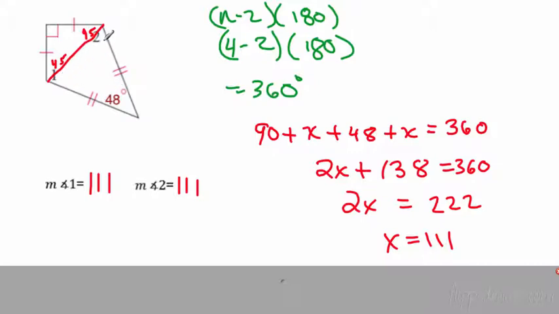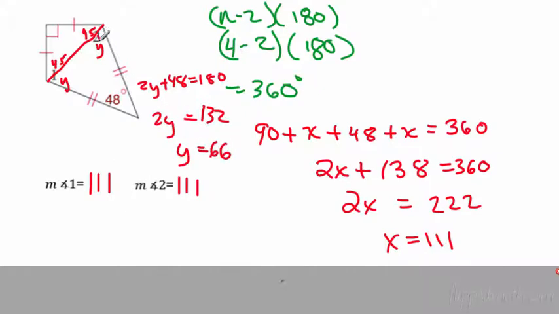You can play the same game down here. You have two different angles. I'm going to call them y just so we don't mess up our x's. So y and y. So 2y plus 48 has to equal 180. What's that going to give us? 2y equals 132 when we subtract. Divide by 2, so you're going to get 66. So y equals 66, and that's this half of it here.